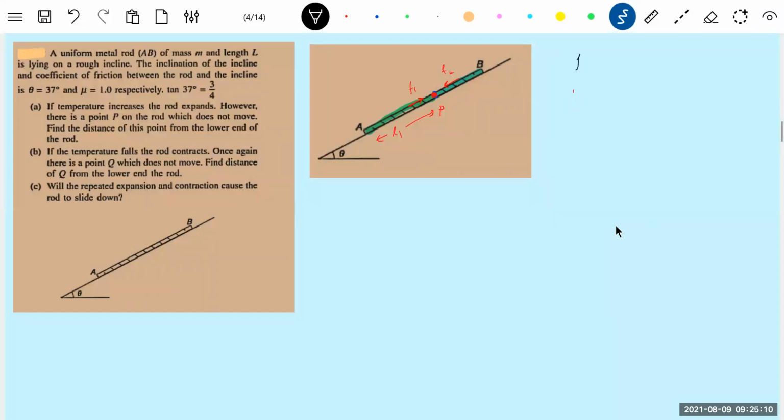So therefore, for equilibrium, F1 minus F2 should be equal to... F1 equal to F2 plus mg sin theta. What is F1? The total mass of the rod will be m by L times L1, into mu. F2 will be mu m by L times (L minus L1) g sin theta plus mg sin theta.